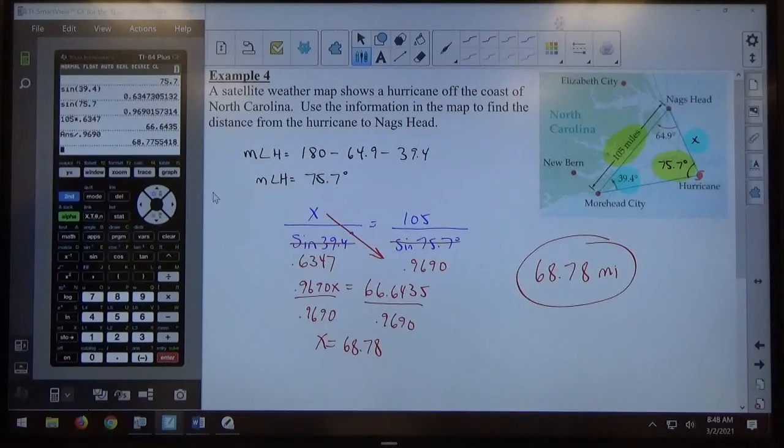All right. So again, the idea of this one, just sometimes you can really focus in on, I want to find this one thing. Use as much law of sines as you need to use to find what you're looking for. Don't feel like you have to use the whole thing every time.